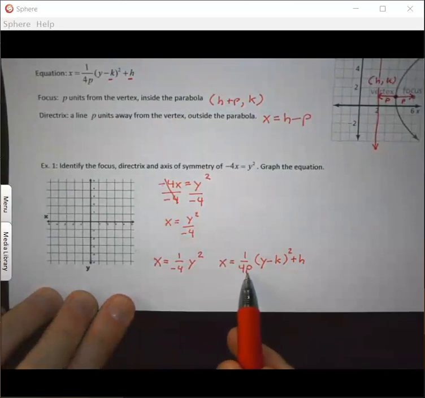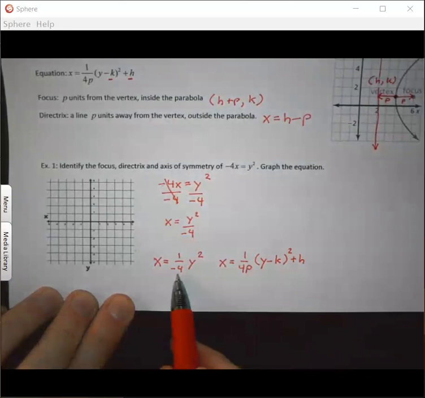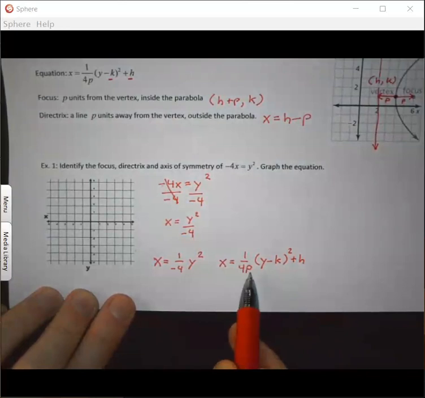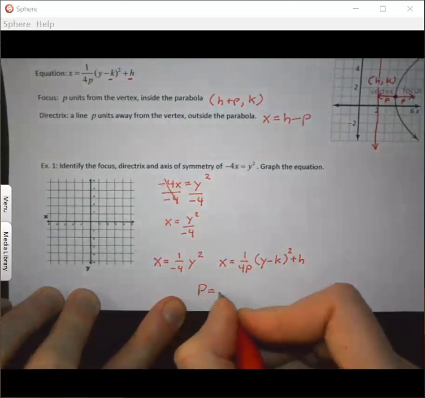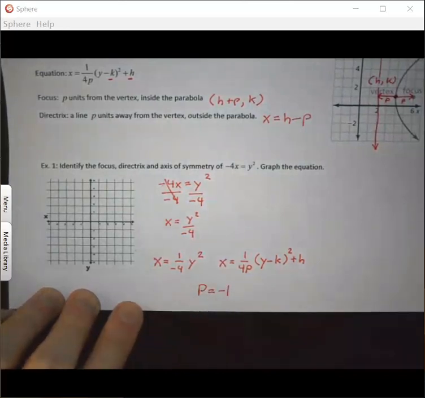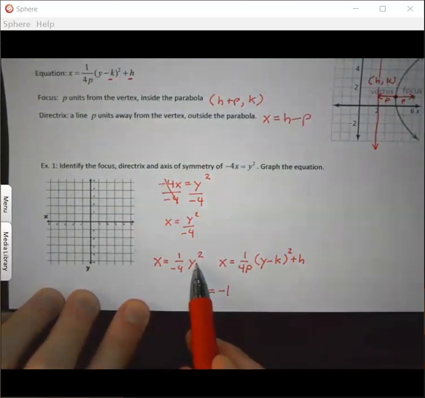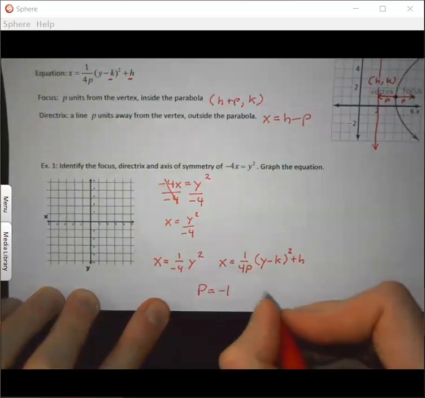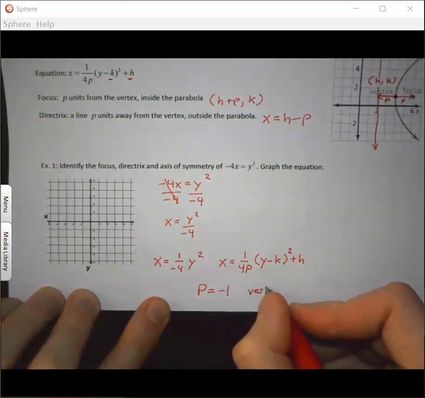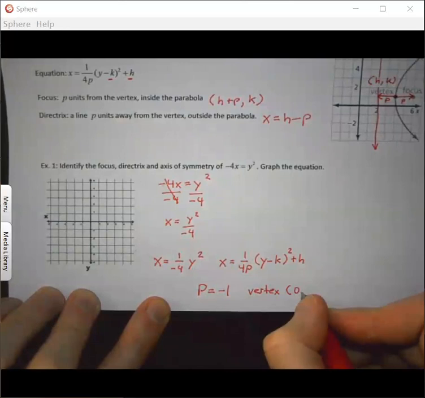So for our p, what value of p would make negative 4? In this case, negative 1 times 4 would give us negative 4. So our p must be negative 1. We can also identify our h and k. There's nothing added or subtracted on the inside, and nothing added or subtracted on the outside. So our h and k, our vertex, must be 0, 0.